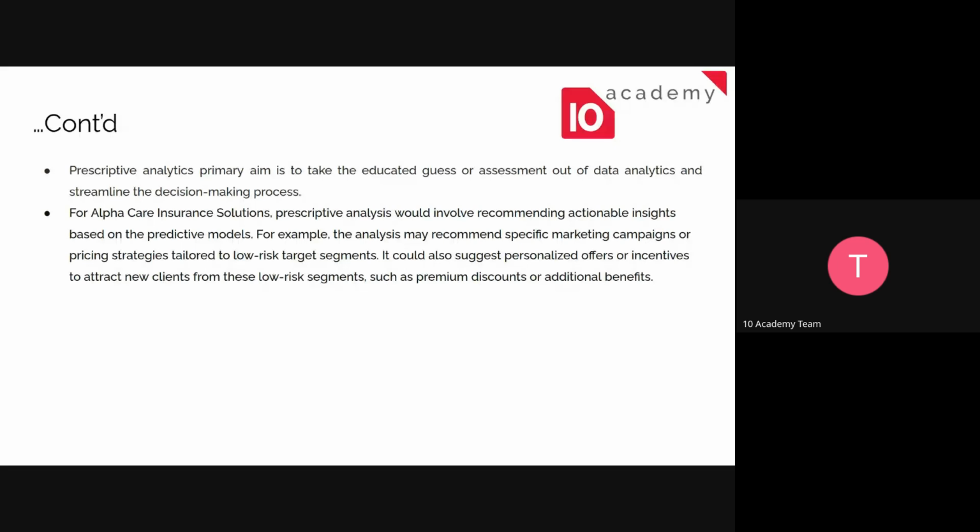For example, the analysis may recommend a specific marketing campaign or pricing strategies tailored to low risk target segments, which were mentioned before. This type of decision would be made by the other people, but you are just going to recommend those decisions.